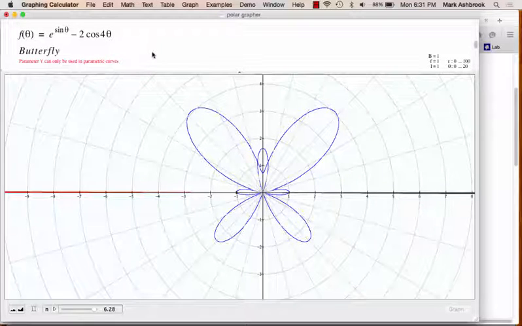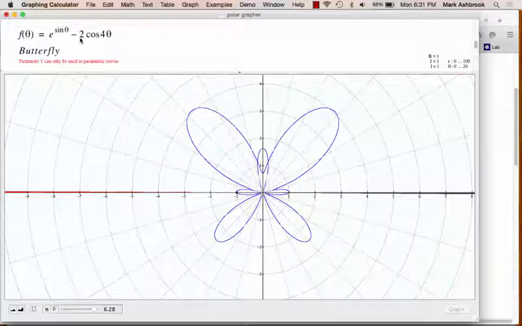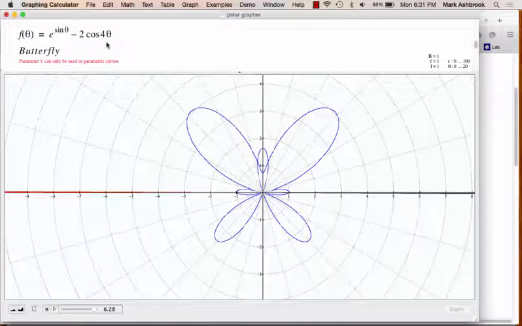So again, it's the idea of a function. Every given theta gives you a corresponding value in this expression, which is then the corresponding distance from the pole. And then as you trace out all those points, you get this design here. Okay, so that's a little introduction there.